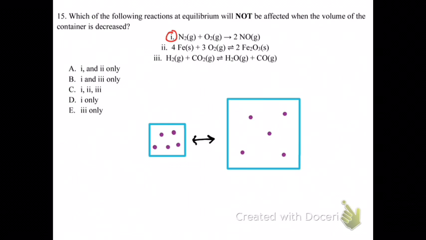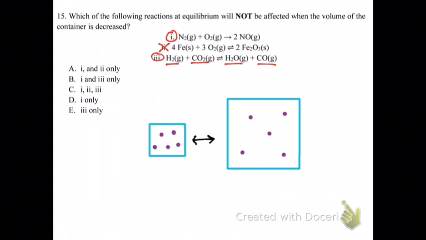If we look at our next one, we have 3 moles of gas versus 0 moles of gas over on this side. So if we change the volume, it will indeed shift. So this one will be affected when the volume of the container is decreased. And then finally, this last one, we have 2 moles of gas here and 2 moles of gas here, which means equal number of moles of gas on both sides. Not going to shift either direction because neither direction corresponds to more or less pressure.